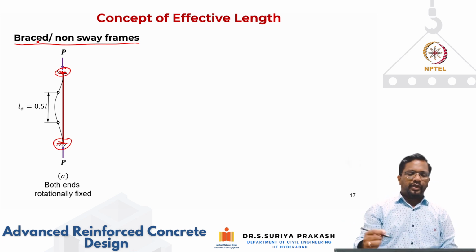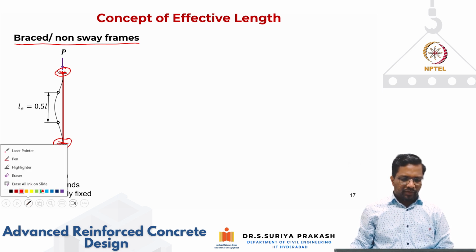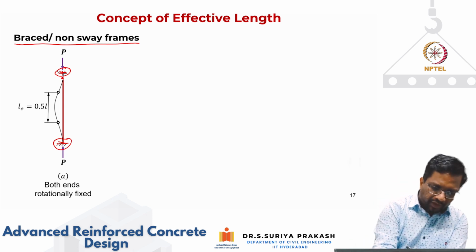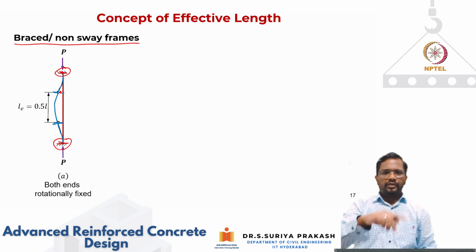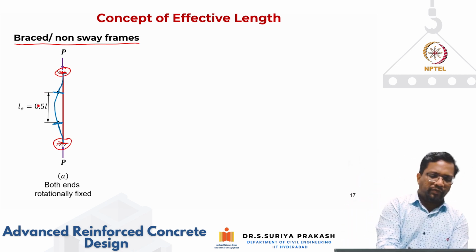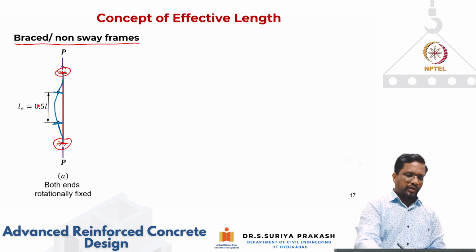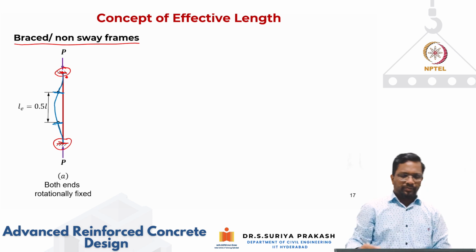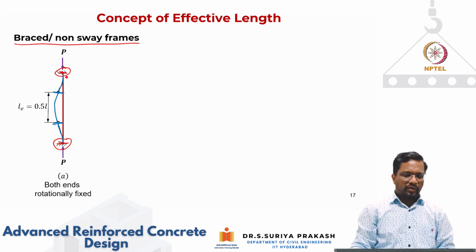When you look at the deformed configuration for this particular beam, you get this kind of deformed shape. You have a zero slope, and then it goes like this and comes back like this. You will find that this is the location at which it is changing its slope, right? So the effective length will be equal to half of the clear unsupported length of the column. It is going to be 50% of the length of your column for both ends rotationally fixed.